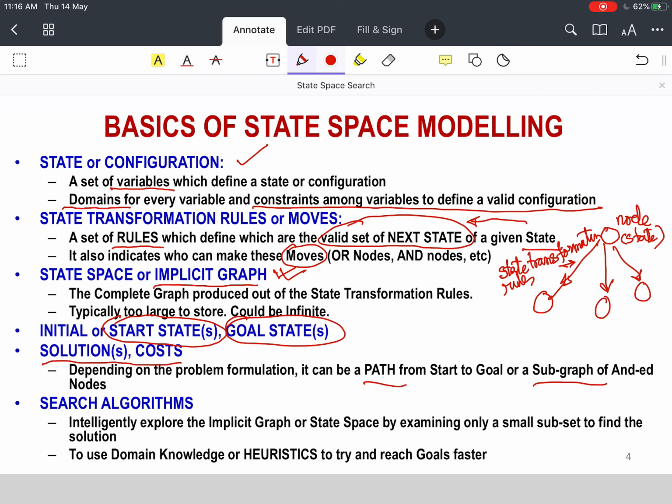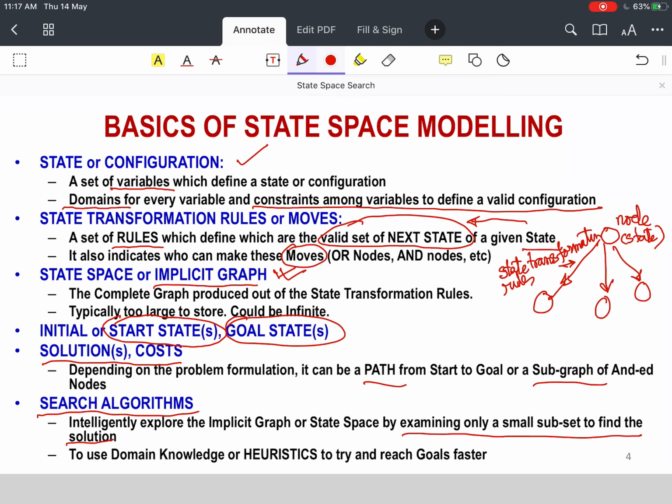So now, given the costs of a path or a graph or a subgraph or a solution, we are interested to find a low cost, if possible the best cost solution, but we are also interested to find it as quickly as possible by searching the implicit state space as little as possible. That is why we come to what are called the search algorithms. They intelligently explore the implicit graph or state space by examining only a small subset to find the solution.